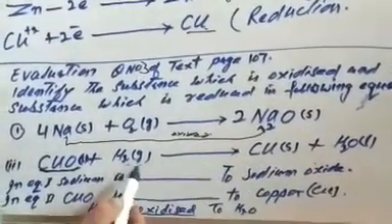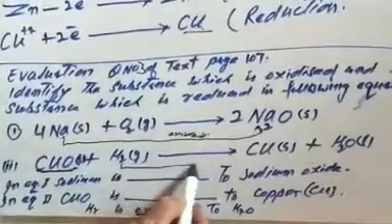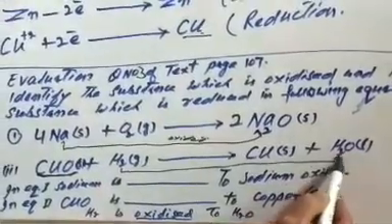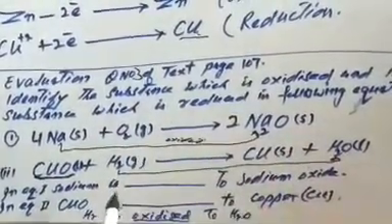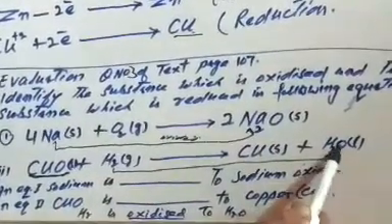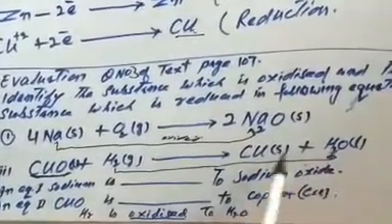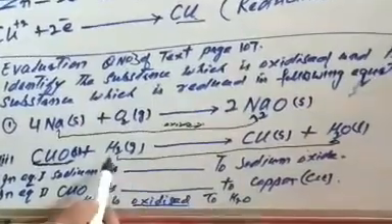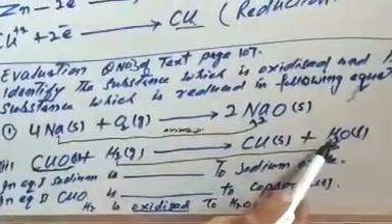On the other side, H2 has changed to H2O. So what has happened to H2? H2 has gained oxygen and has formed H2O. So gain of oxygen is oxidation. So H2 is oxidized to H2O.